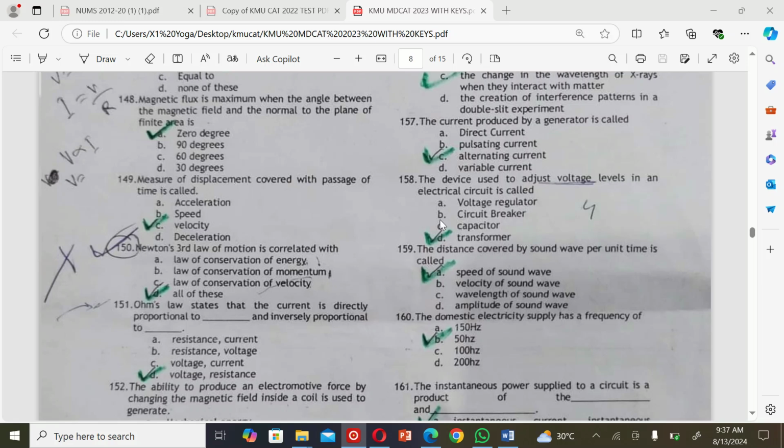The next MCQ is: the device used to adjust the voltage level in an electrical circuit is called A, voltage regulator; B, circuit breaker; C, capacitor; and D, transformer. So the correct option is D, transformer.